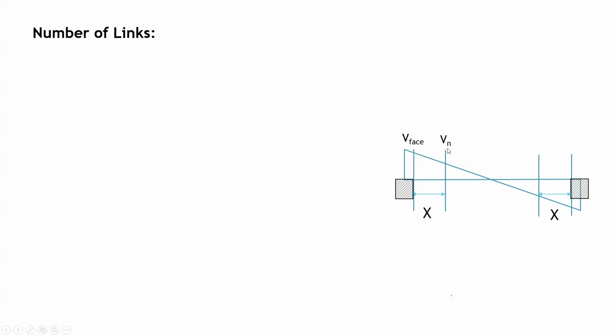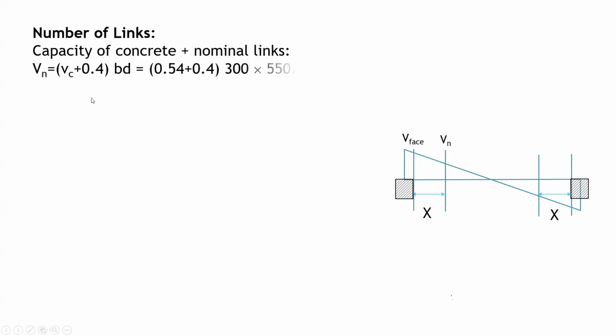What is the V capital N? V capital N is the shear force carried by the minimum links plus Vc. So to do that, the Vn equals Vc plus 0.4, which is the minimum, Vc plus 0.4 multiplied by B times D. So let's do that and divide by 1000 to have it in kilonewton, because we draw the shear in kilonewton. So it will give us a value of 155.1 kilonewton. This is the Vn. After this value, or when the shear is less than this value, from this point to that point, we can use the minimum links. Okay, so now we know the Vn, we need to get the x.